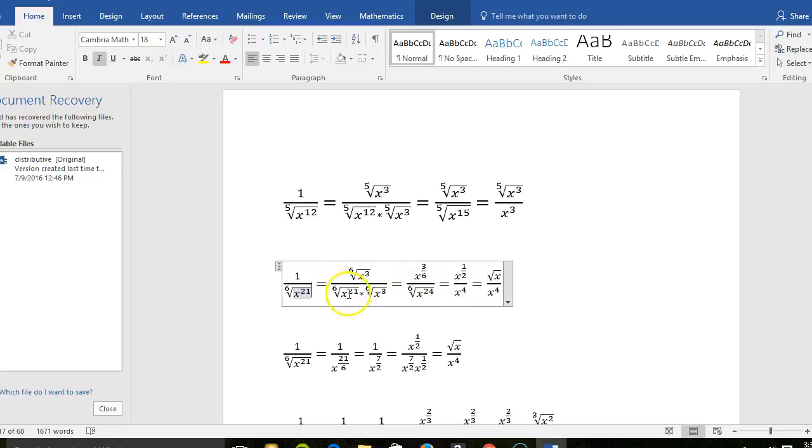Now down here, these come together, we get the 6th root of x to the 24th. Oh, okay, but 24 divided by 6 is 4, so x to the 4th. So that's just the square root of x over x to the 4th. It came out good after all. We're in fine shape.